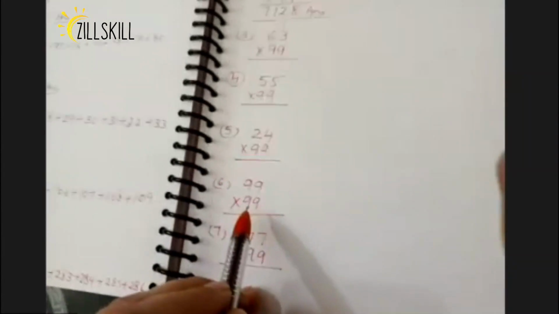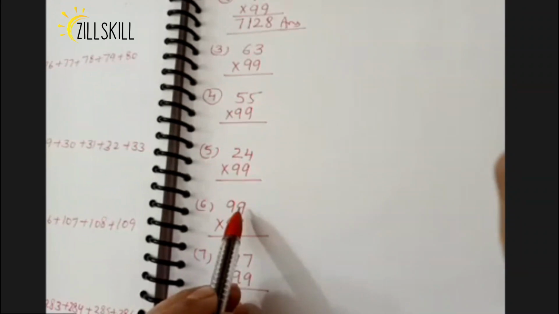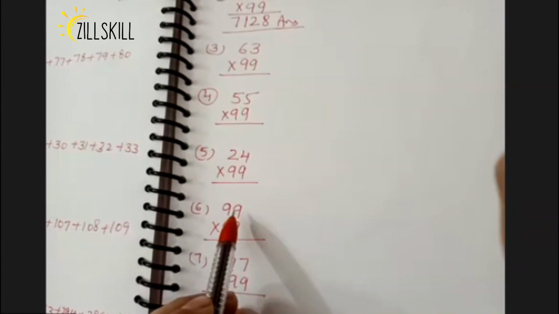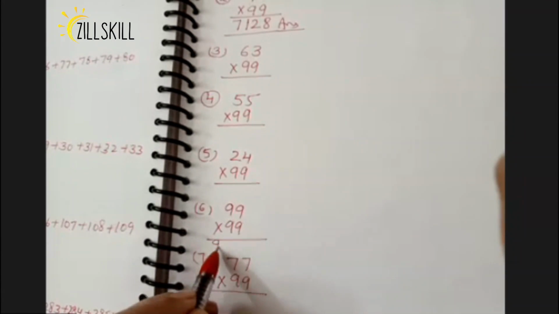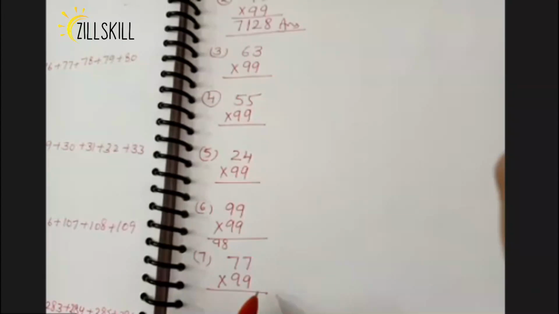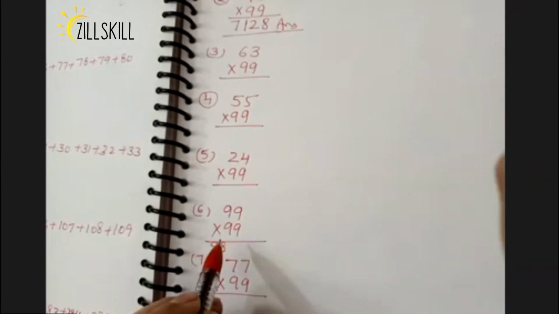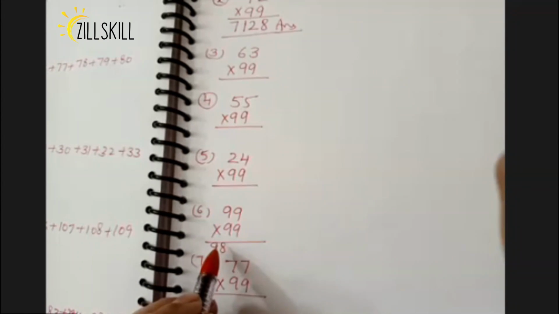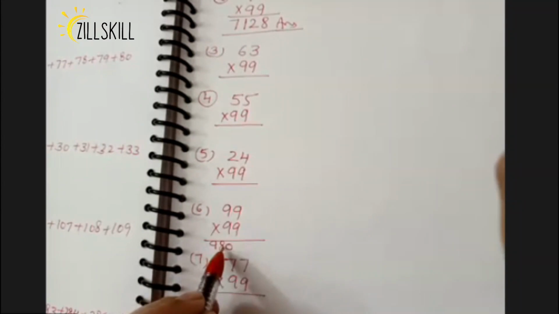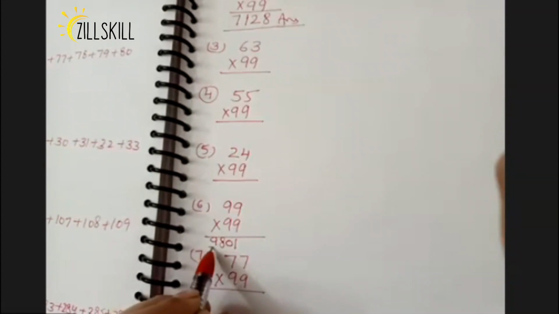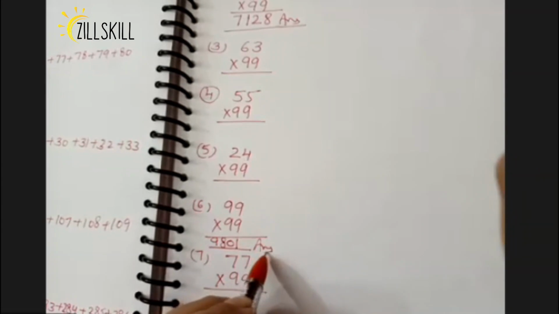Now we will take 99 into 99, right? 99 into 99. Now the predecessor of 99 is 98. And 9 into 9: 9 minus 9 is 0, and 9 minus 8 is 1. That is the answer.